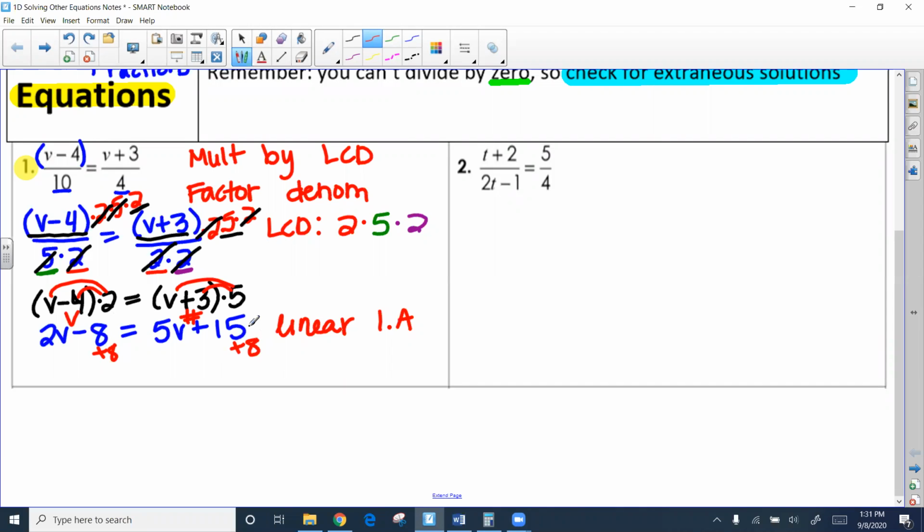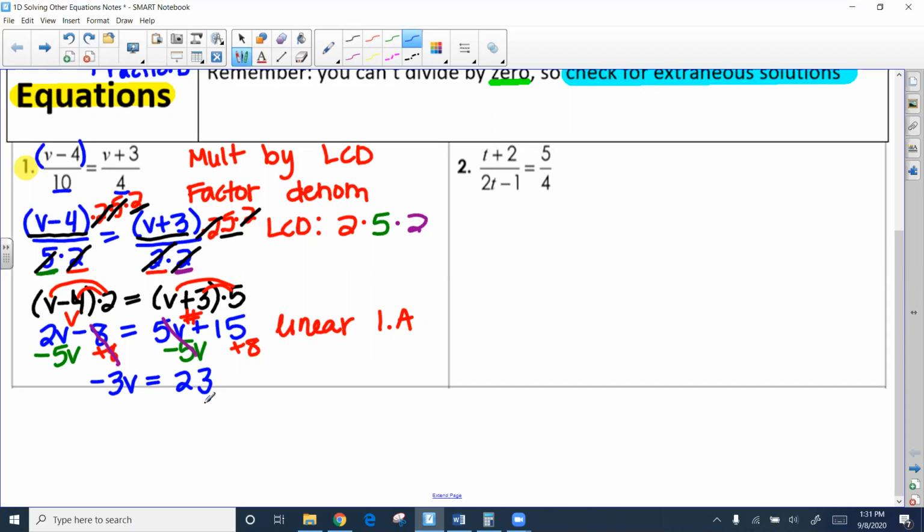And of course, whatever we do to one side, we do to both sides. So I add 8 to both sides. That's going to get rid of the minus 8 on the left. Now on the right side, I only want the numbers. So I've got to get rid of the 5v. So I'm going to subtract 5v from both sides, because whatever I do to one side, I do to the other. Okay, that gets rid of the 5v on the right. So now on the left side, I have 2v minus 5v, so that'd be negative 3v. And then on the other side, I have 15 plus 8, so that would be 23.